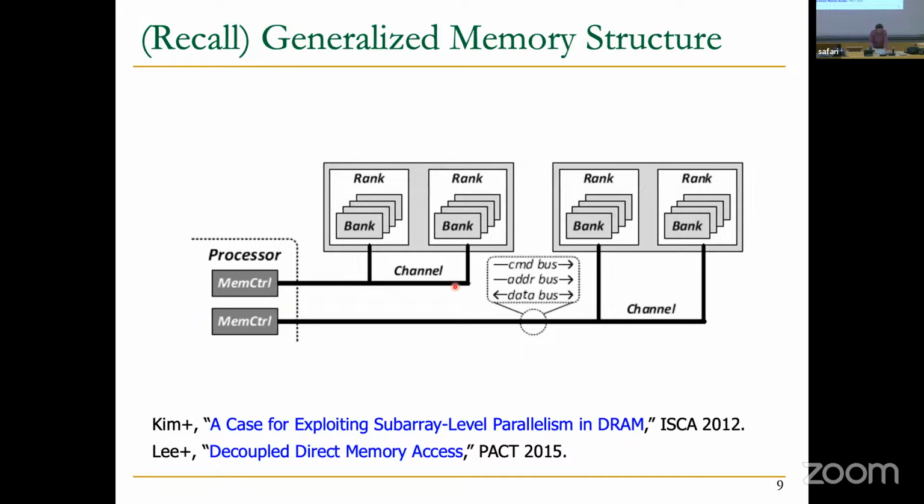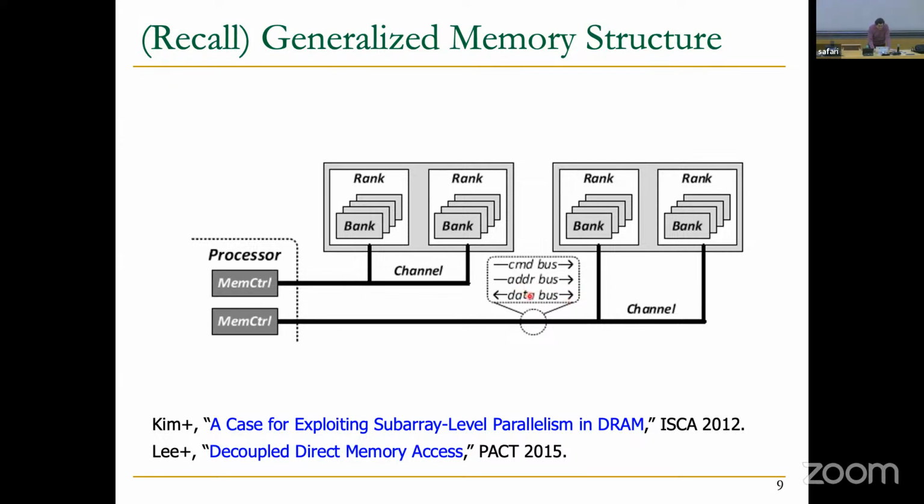And this is like another view of the same structure. Here you can see what the channel is composed of in more detail, right? You have a command bus. You use this to send the DRAM chip some commands. We will talk about those later. And the address bus, obviously, you need to send an address if you want to read some memory location. You need to send the address that you want to read from.